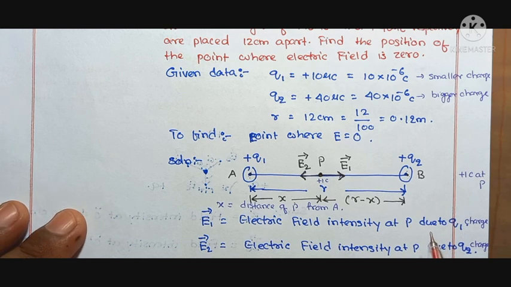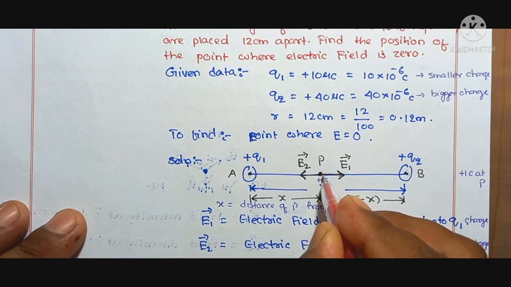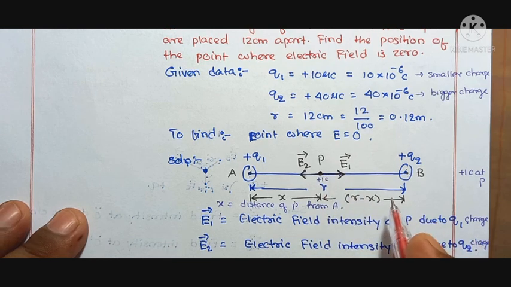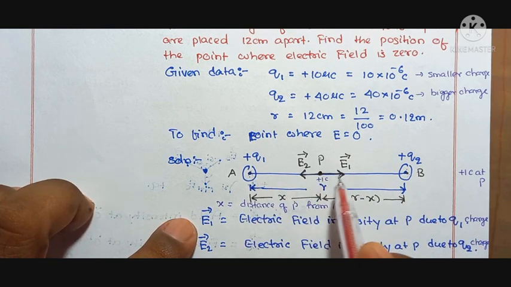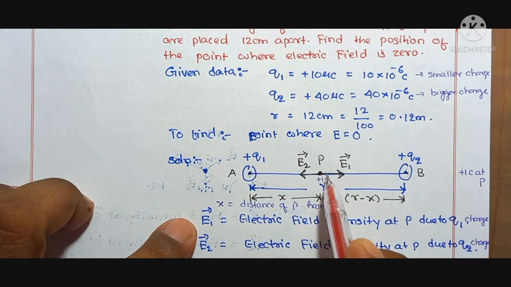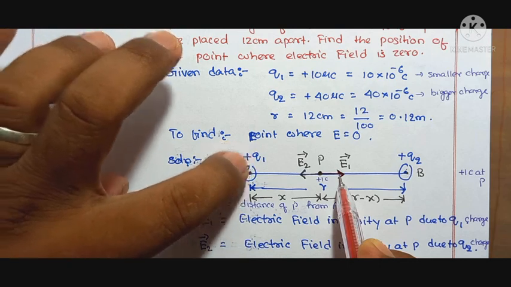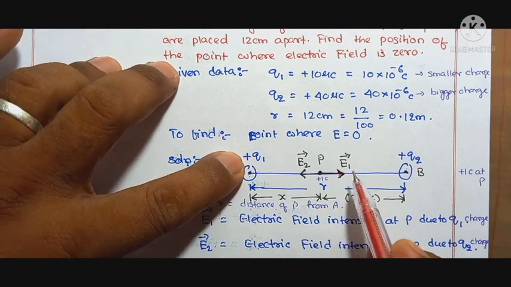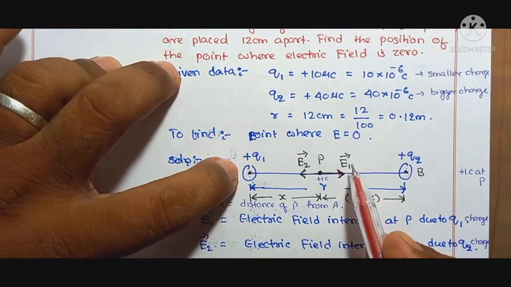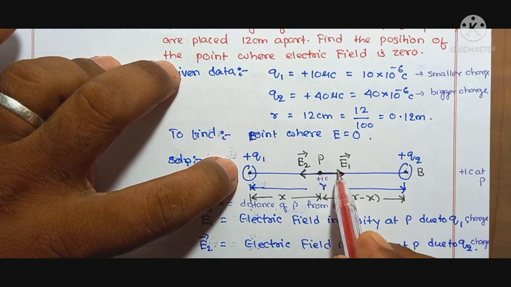Now see, first we will see the direction of the electric field. So a plus unit positive charge at P. This is a positive charge. So this unit positive charge will move in this direction, due to this positive charge. So the electric field intensity due to this charge is E1 in this direction.